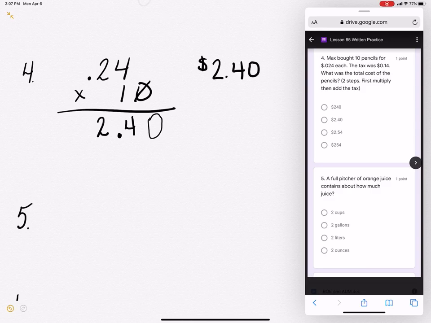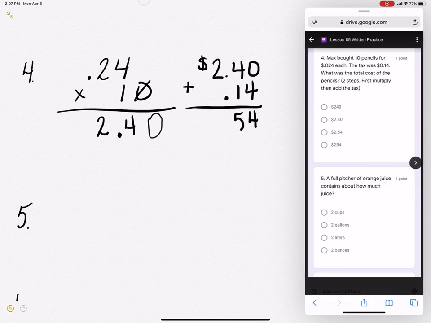So he has $2.40 plus 14 cents in tax. And if you add 0 and 4, you get 4. 4 plus 1 is 5. 2 plus nothing is 2. And you'll see that there's an option on there without a decimal point, but I don't think Max paid $254 for 10 pencils. Remember your decimal.